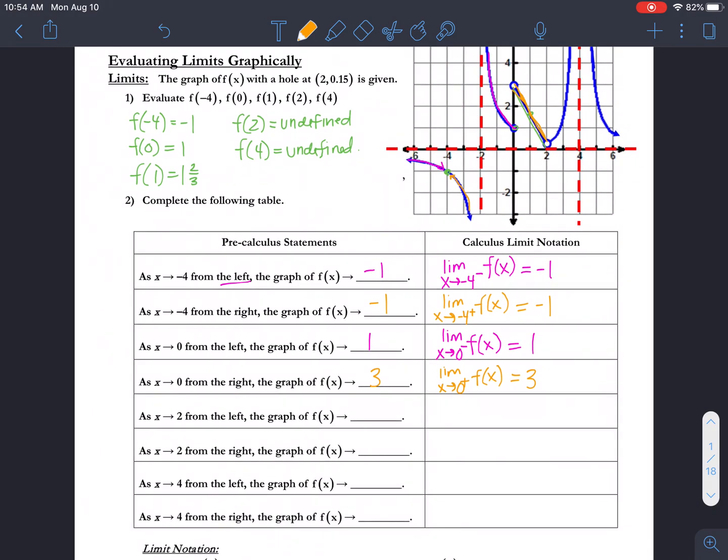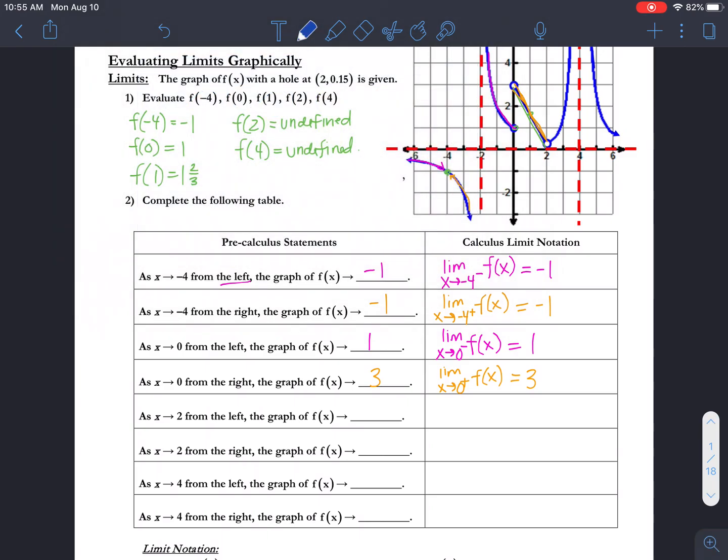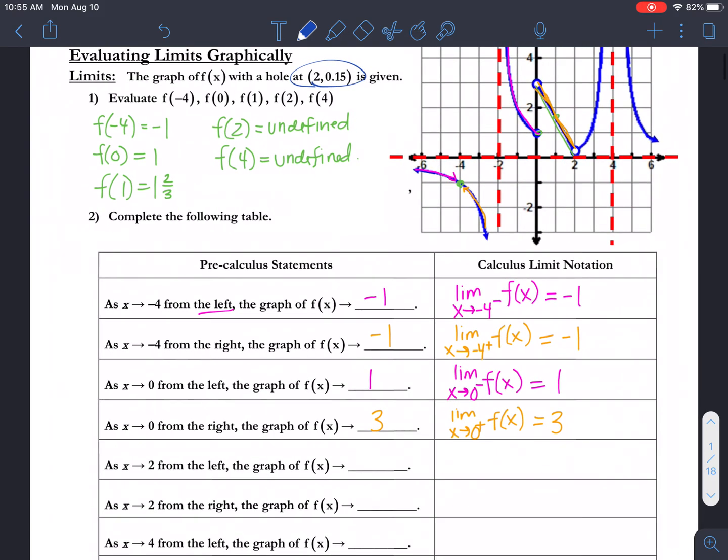Okay, so let's take a look at when we're approaching 2. Okay, as x approaches 2. So we notice, guys, first of all, there's this hole at 2, 0.15. So this y value, that hole there, is 0.15. So that's where I'm going to be getting these numbers from. Let's take a look then.